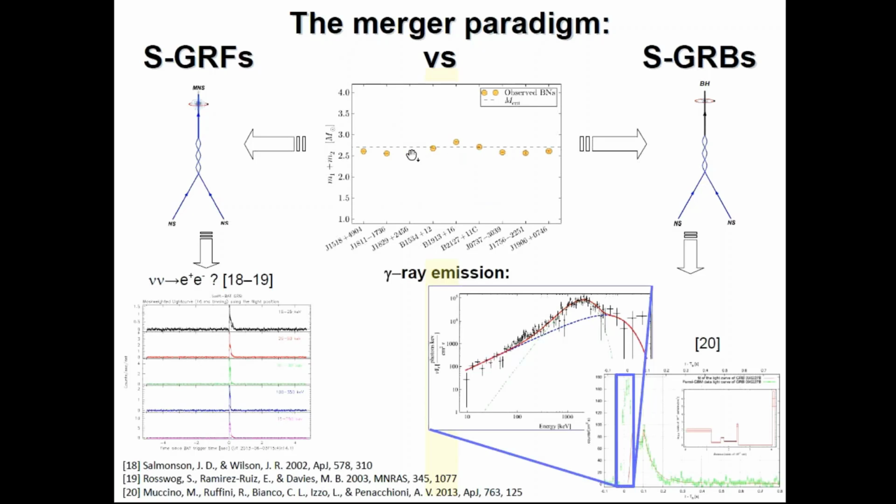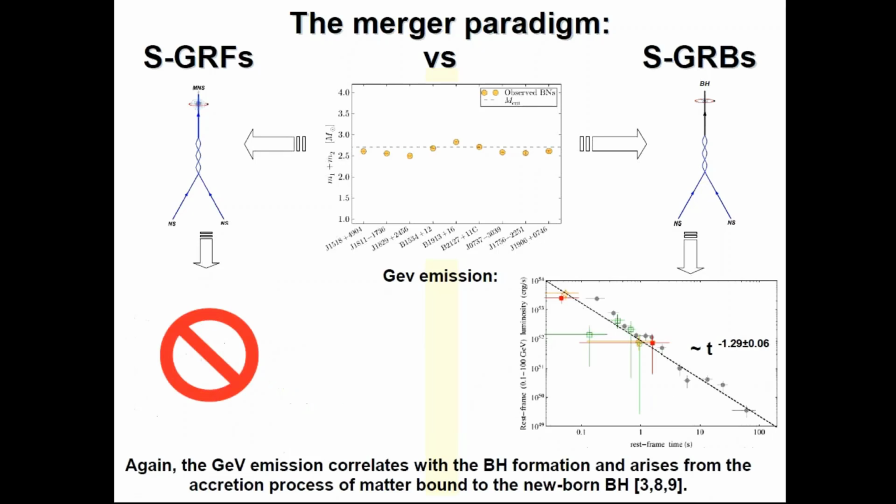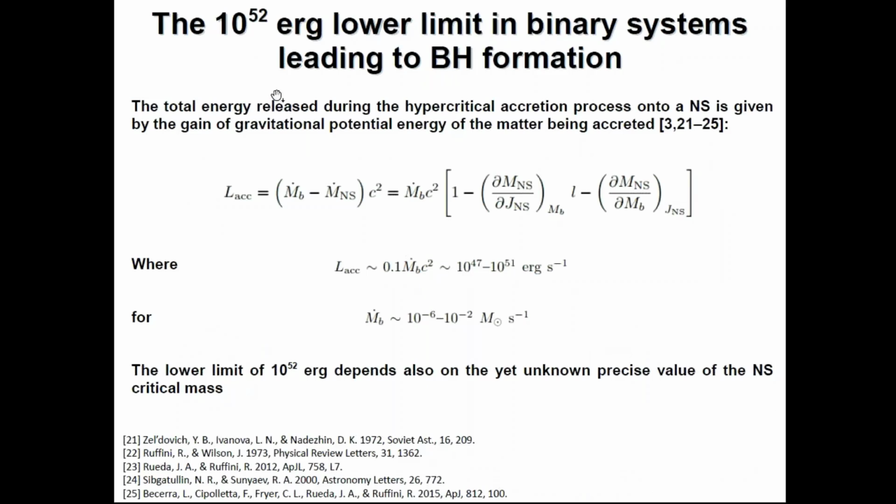Okay, remember this picture about the galactic binaries with the total mass of the binaries. You can see that there are cases in which, depending on the value of the neutron star critical mass, you have systems which form a black hole, with some of the mass larger than the critical one. Gamma rays, also in this case, and X-ray emission, was a comparison also in this case. And the GeV emission, of course, is present in the case where a black hole is formed, and not in the case where only a massive neutron star is formed. This is the 10^52 erg energy lower limit in the binary system.